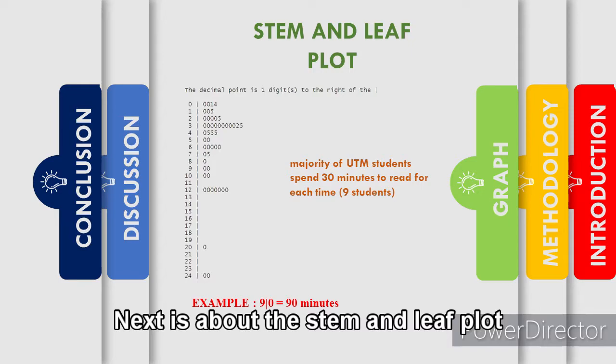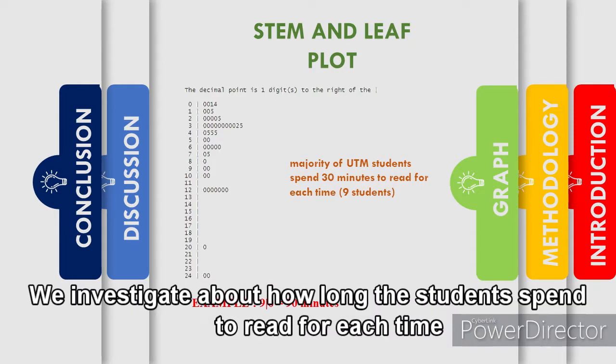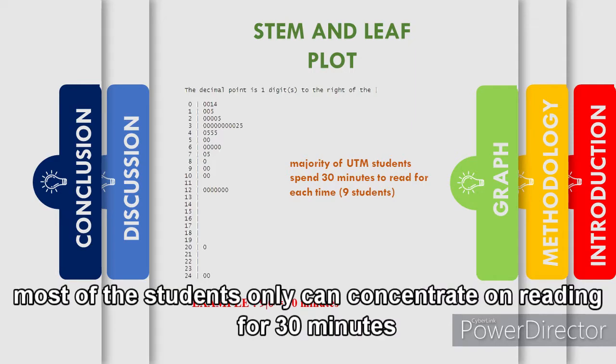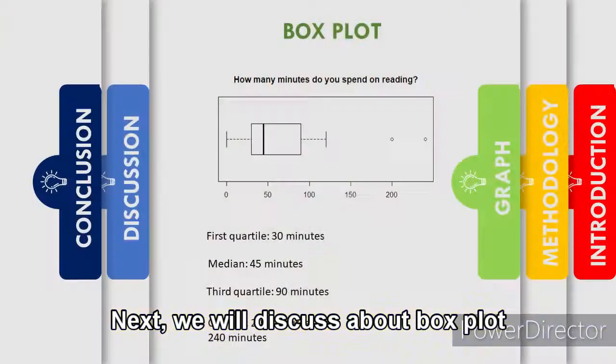Next is the stem and leaf plot. We investigate how long the students spend to read each time. As a conclusion, majority of UTM students spend 30 minutes to read each time, as we believe that most of the students only can concentrate on reading for 30 minutes.